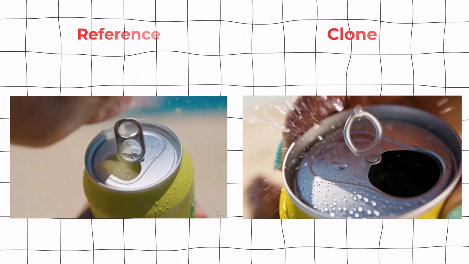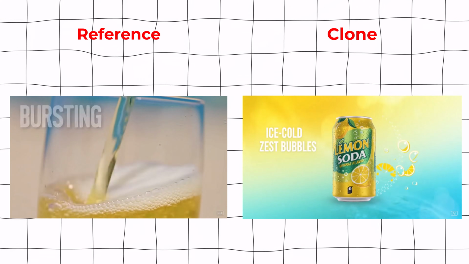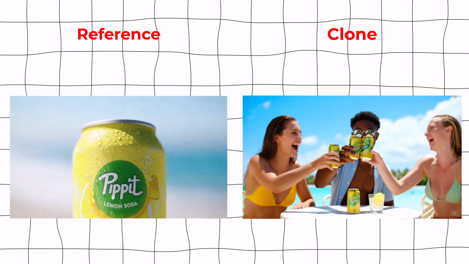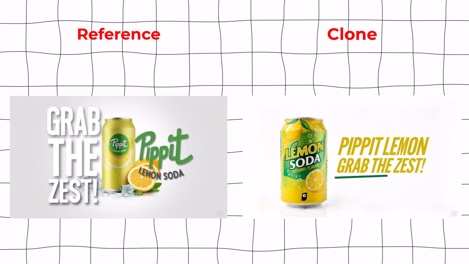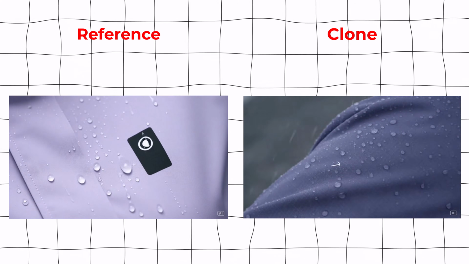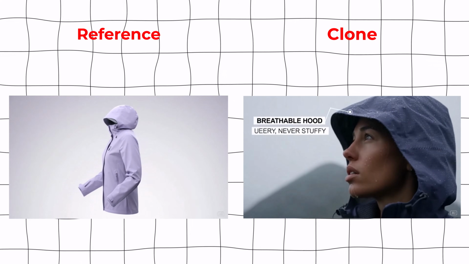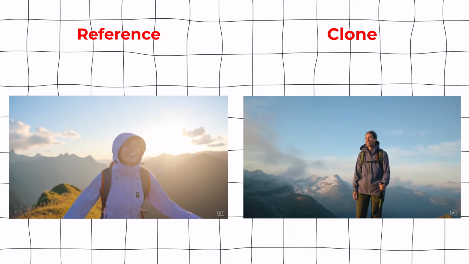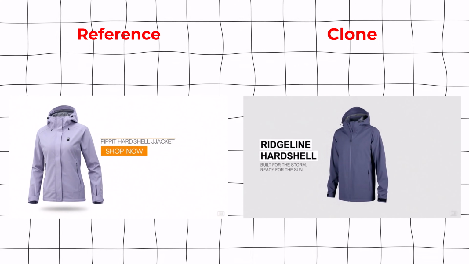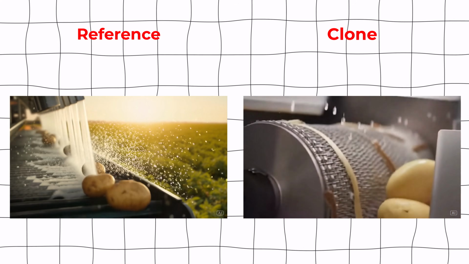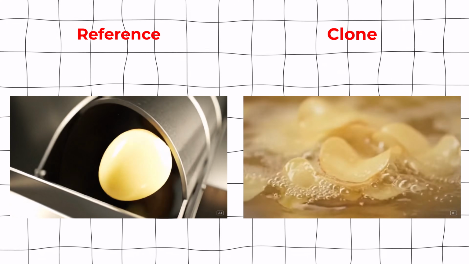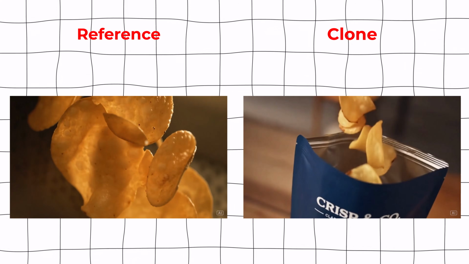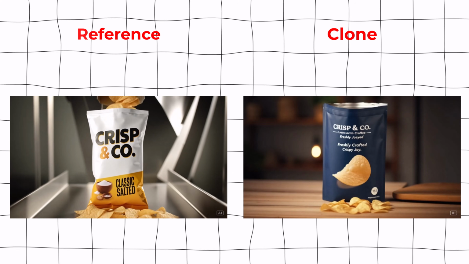Ads and UGC. Pippit is also built for product ads and UGC campaigns. This is the reference product ad. Clean lighting, strong product focus, and a clear hook. After uploading it, Pippit understood the ad structure, how the product is introduced, shown, and highlighted. And this is the cloned result. Same premium look, same ad flow, same conversion-focused style. This is ideal for brands, creators, and agencies making UGC ads at scale.